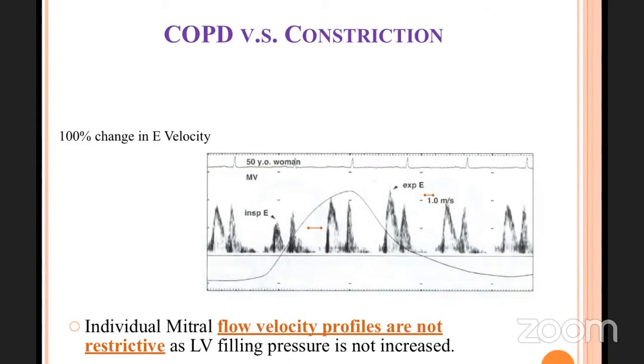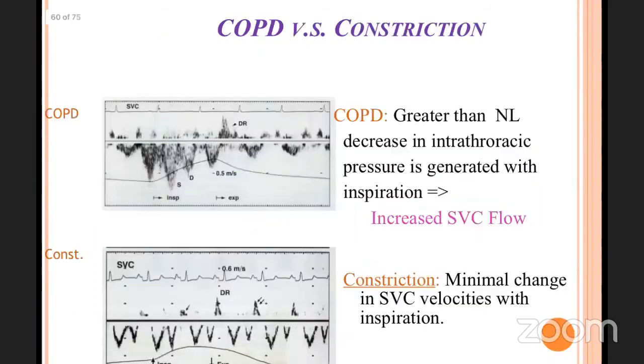So how do we differentiate an obstructive airway disease from pulmonary constriction? Probably one of the simplest ways is to analyze the flow velocities in the superior vena cava using suprasternal imaging. If you image suprasternally, you can see the superior vena cava and interrogate the superior vena cava blood flow velocities.